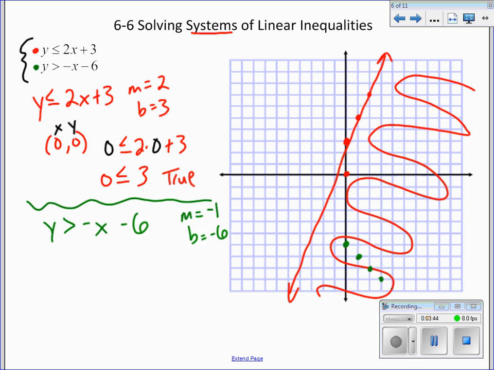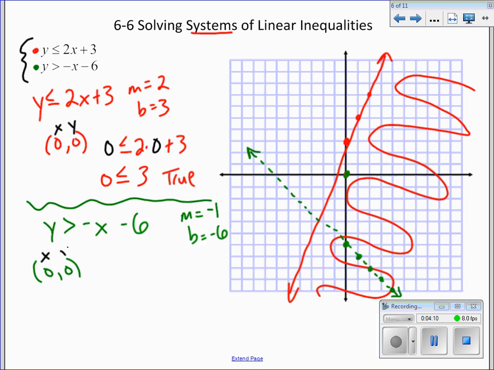And we need to figure out what kind of line it'll be. Since it's just a greater than sign, we know that it is a dashed line. So that dashed line should keep continuing like this. We put arrows on both sides. We now have that line graphed. We then need to pick a test point. Again, 0, 0 works, so we're going to use that one.